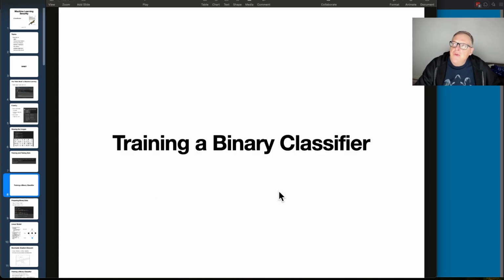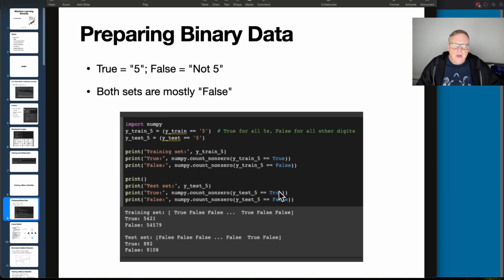Now, later on, we'll train a 10-way classifier, which is logically what you'd want, something that can identify all 10 digits. But first, we're going to do a simple case, just a binary classifier that just has yes or no. And so we're just going to tell the 5s from the not 5s.